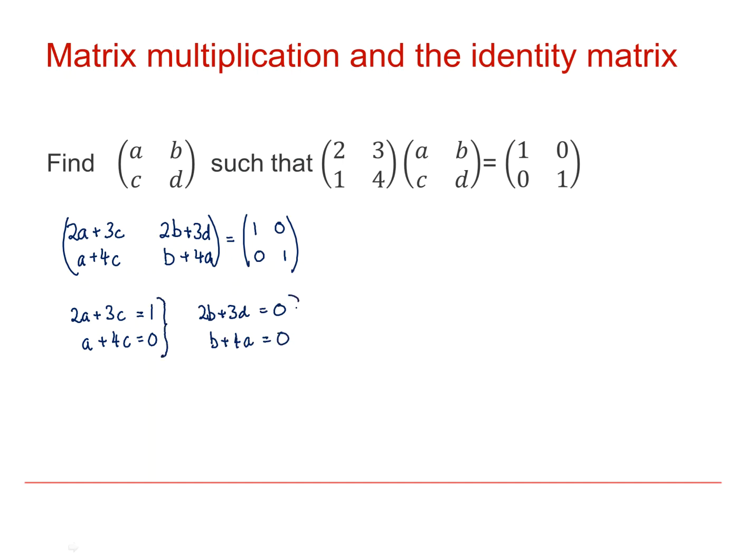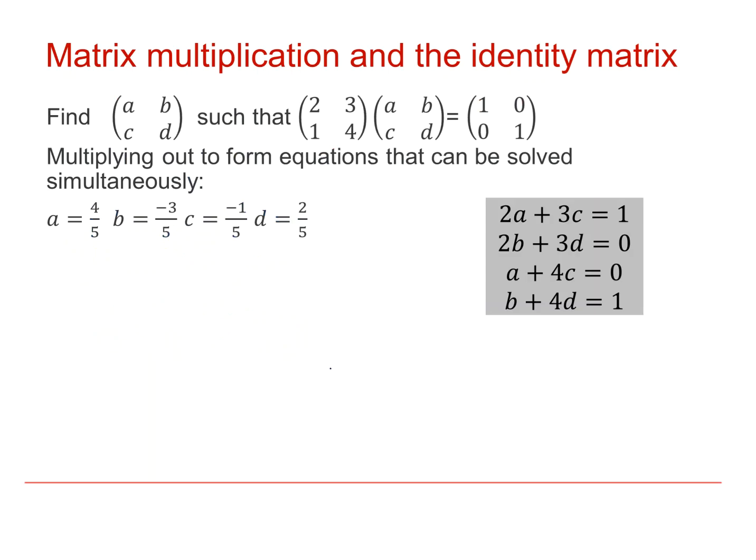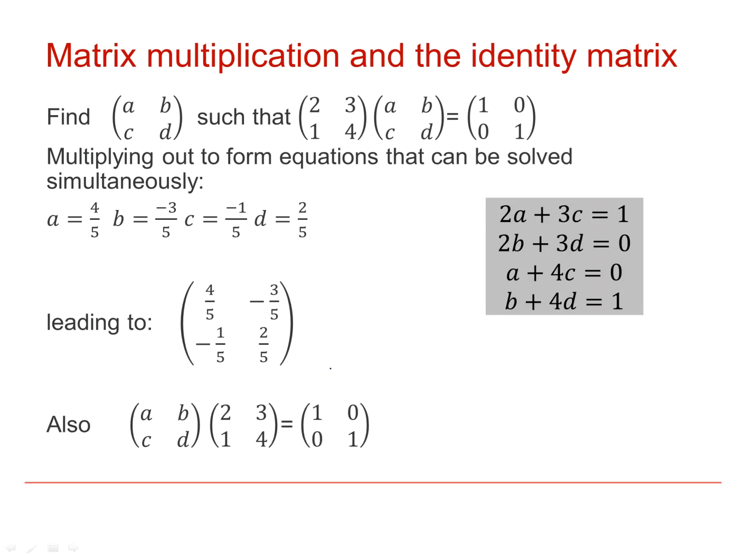You can see that these fall into two pairs, each of which we can solve simultaneously. That will give us the results: a is 4/5, b is minus 3/5, c is minus 1/5, and d is 2/5, which gives us this matrix. Check for yourself that multiplying the matrix 2, 1, 3, 4 by this one does give you the matrix 1, 0, 0, 1. You'll also find that if you do the multiplication the other way round, you get the same matrix, just in this special case.